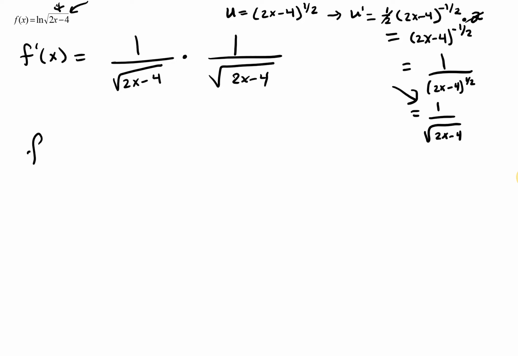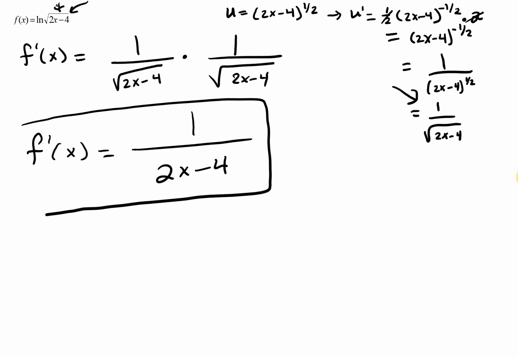And think about it: what happens when you square a square root? Well, you get rid of the square root. You end up with something that looks like this: 1 over, and excuse me, I was about to write a square root and it's gone, 1 over 2x minus 4. And it looks just like that. Okay, so there is the answer for this problem. And as you can see, we applied the derivative rule for natural logarithmic functions.